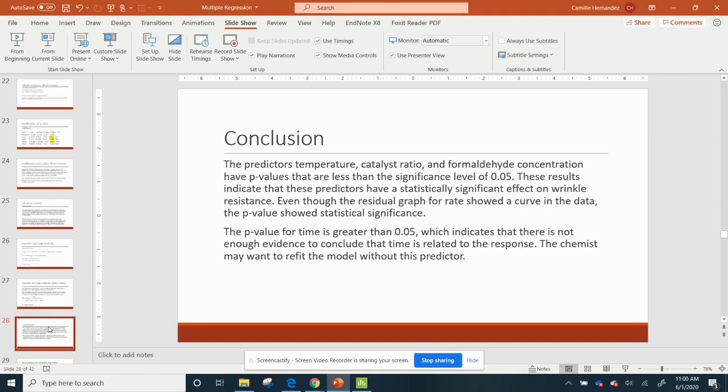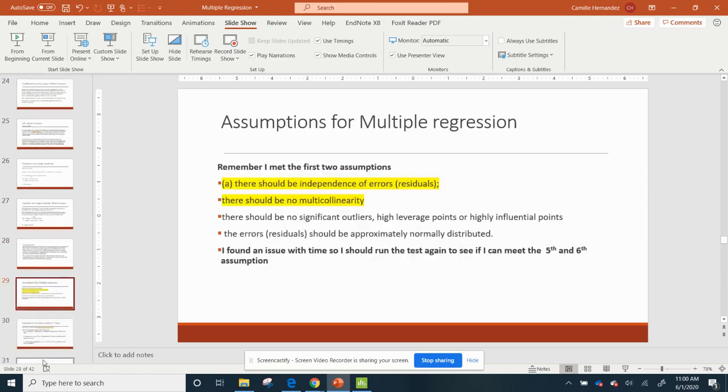The p-value for time is greater than 0.05, which indicates there's not enough evidence to conclude that time is related to the response. The chemist may want to refit the model without this predictor. Okay. And again, I've got to make the assumption that there should be independence of errors, which there was, and there's no multicollinearity, which there wasn't. There were some high residuals, but I'm going to keep them in.